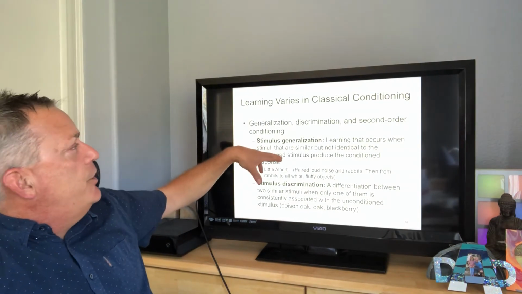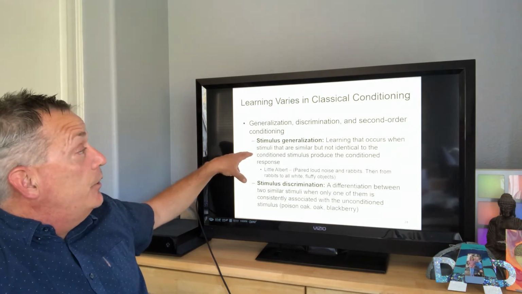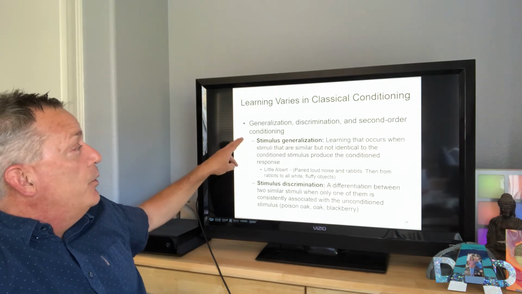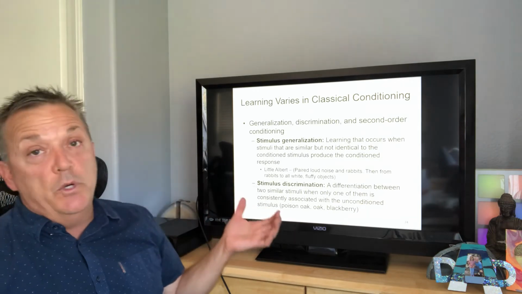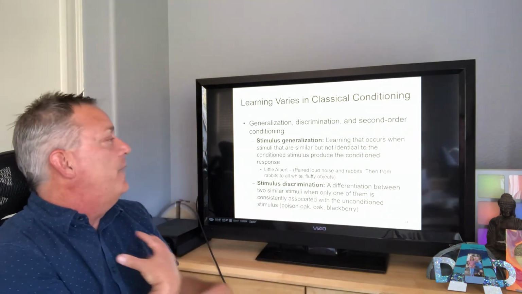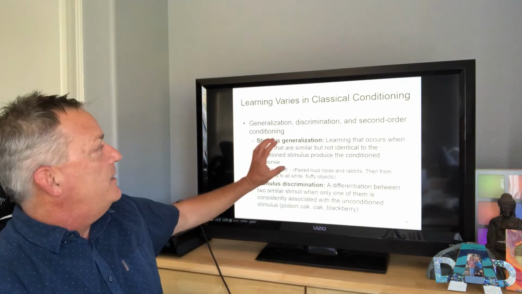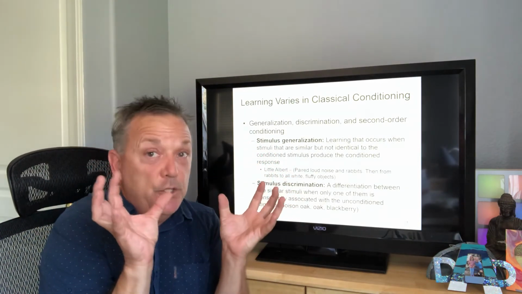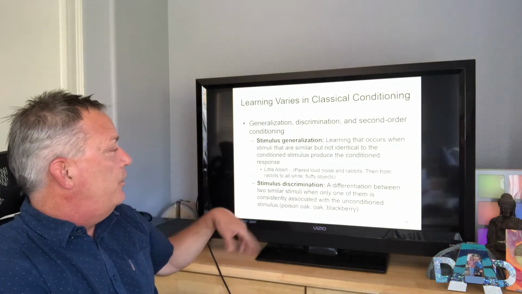Generalization, discrimination, and second order conditioning. Let's take a look at these. Stimulus generalization, learning that occurs when stimuli that are similar but not identical to the conditioned stimulus produce the conditioned response. This is the idea of Little Albert. They paired the loud noise with rats, and then with rabbits, and then from then on, all white and fluffy objects, okay? So that's the idea that fears can be gained from different things that just remind you of the situation, right? And so that's the idea of stimulus generalization.